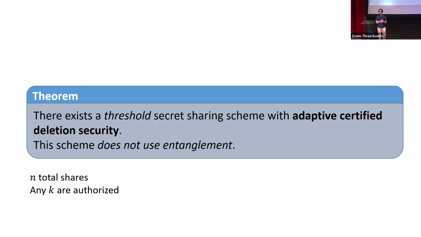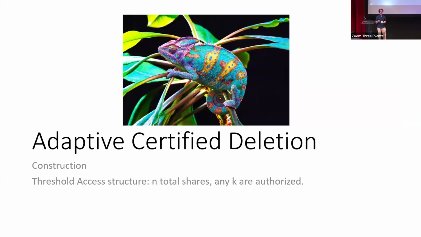Our second result is that there exists a threshold secret sharing scheme with adaptive certified deletion security. I'd also like to mention that there's an optimization for our construction, where you can actually create the sharing by just doing single qubit operations. Now let's discuss the construction of it.